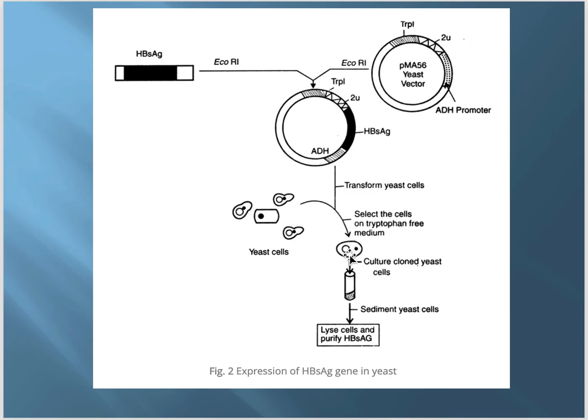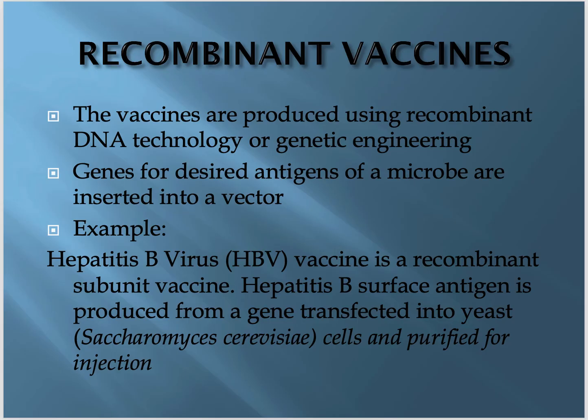Now just culture them in large quantity, then harvest your cells, lyse them and purify your hepatitis B surface antigen. Because whenever you culture this yeast cell, as it has the plasmid, it will produce the hepatitis B surface antigen. So this was the strategy, or the steps, by which the hepatitis B surface antigen vaccine can be produced by yeast cells using recombinant DNA technology.